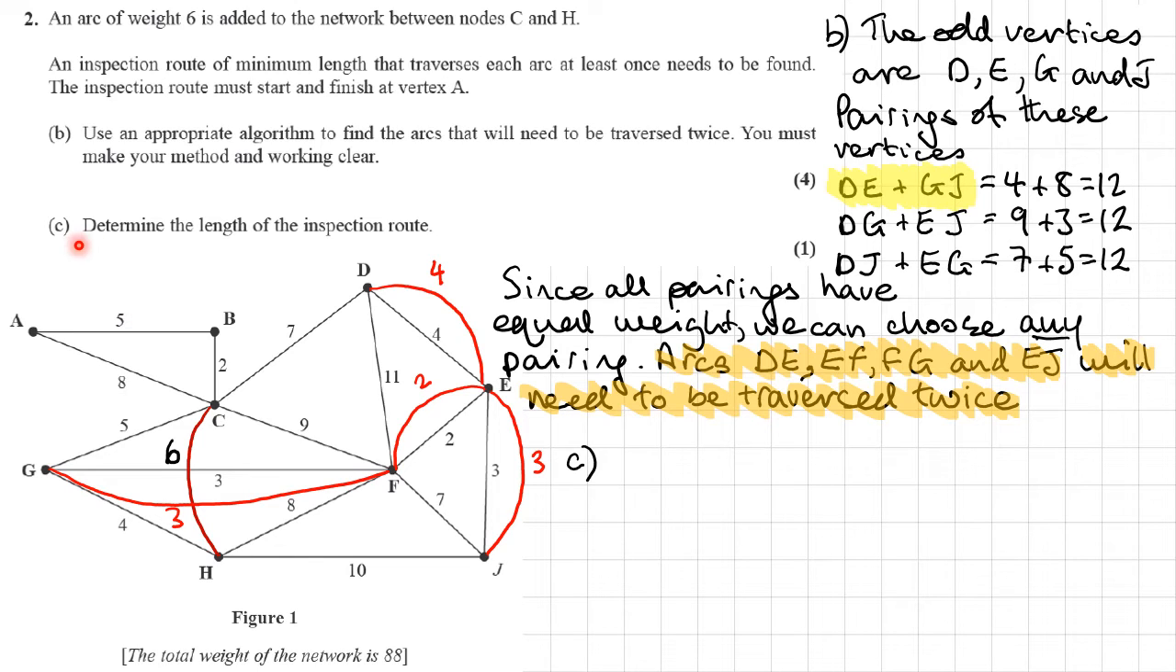Part C, determine the length of the inspection route. So the original network had a weight of 88. This extra arc, which I've done in dark red, was added. So that adds another weight of 6. Then we've got these arcs, which are going to be traversed twice, and they have a total weight of 12. So the total weight of this new network is going to be 88 plus 6 plus 12, which gives me 106.